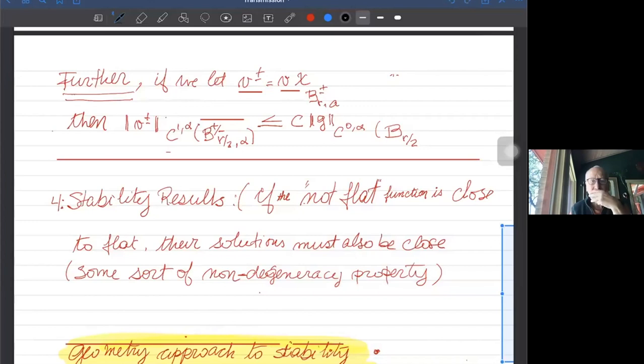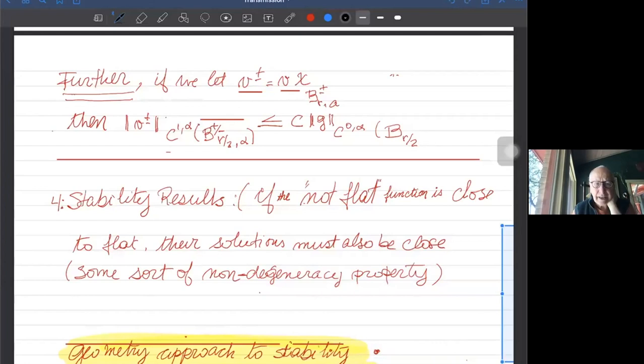So we have this v plus or minus in the ball of radius r. I'm looking at v now at the origin. Then we have that v plus or minus, in the ball of radius r alpha, has a norm smaller or equal than g, which is what we have in the bottom.